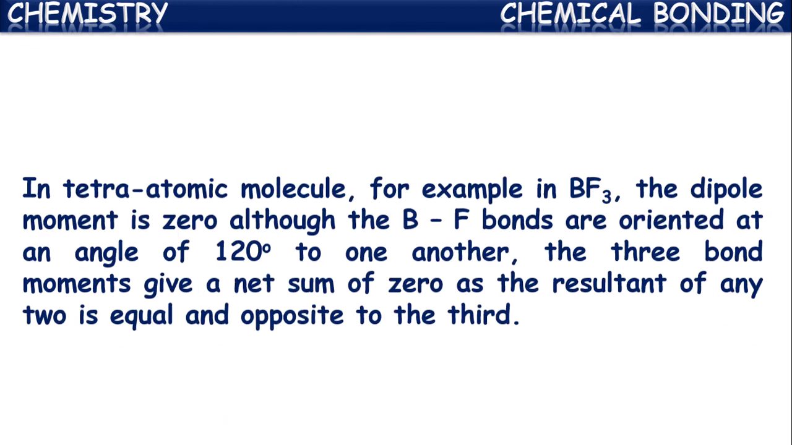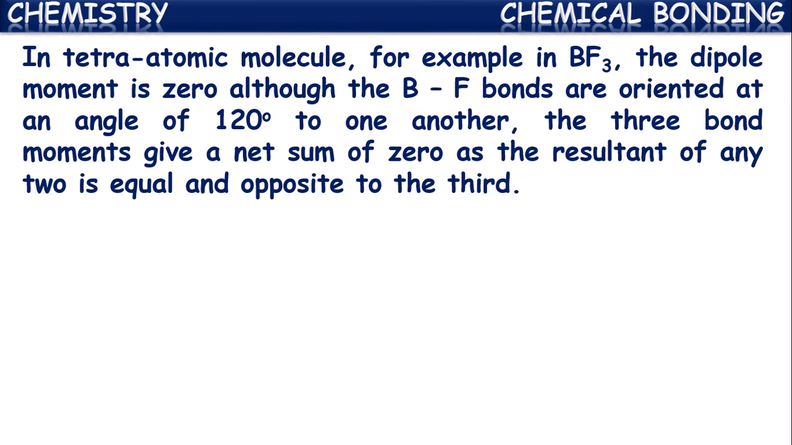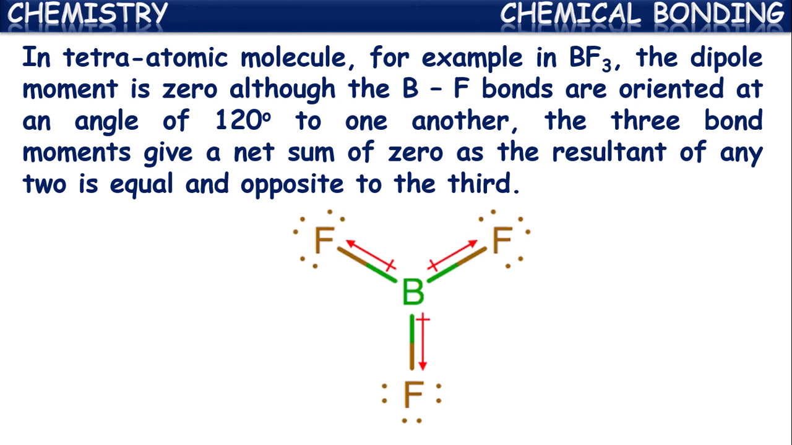Okay, let us see some other molecules. In tetra-atomic molecules, for example BF3, the dipole moment is 0, although the boron-fluorine bonds are oriented at an angle of 120 degrees to one another. The three bond moments give a net sum of 0, as the resultant of any two is equal and opposite to the third one. So you see here, this molecule also has symmetry in shape.